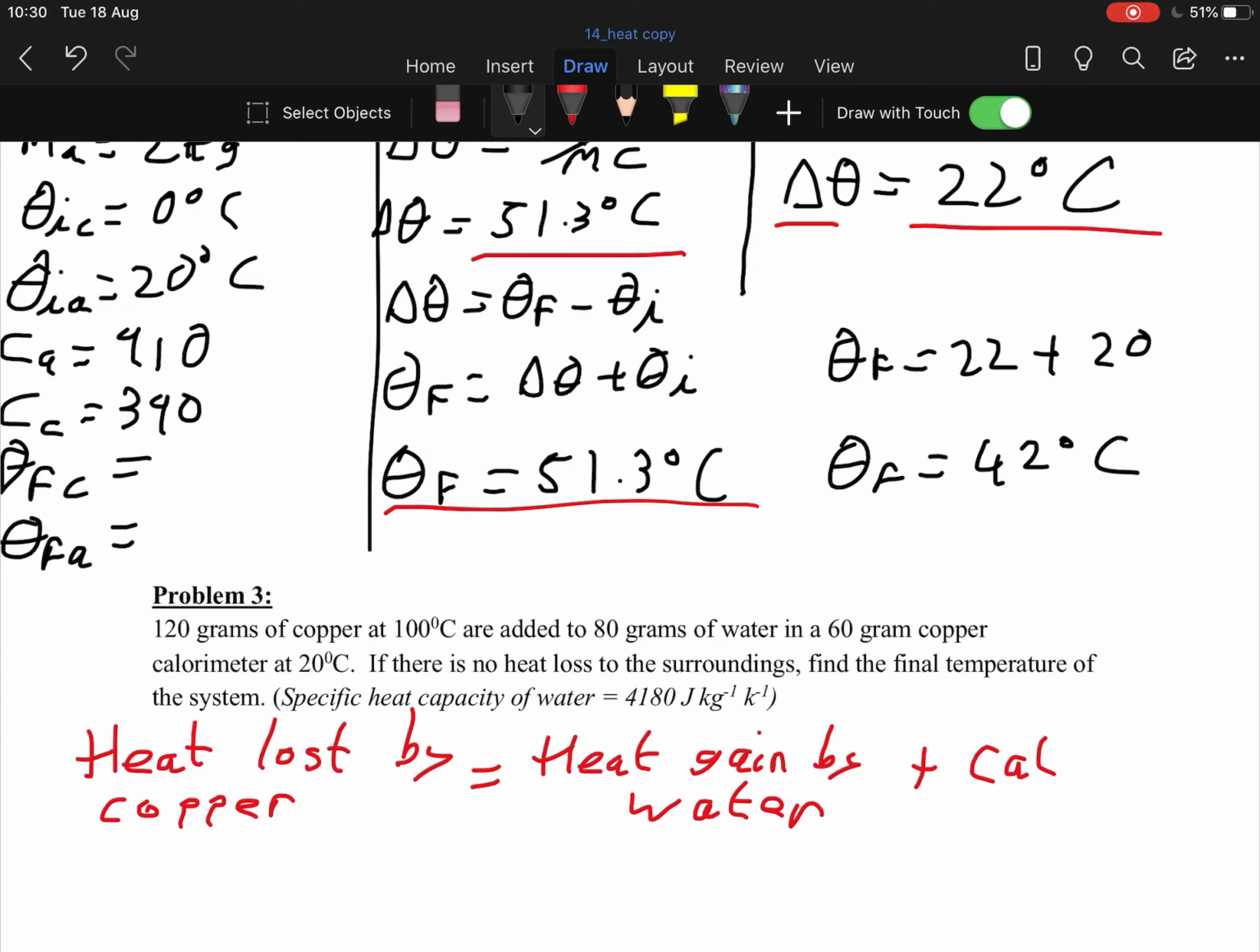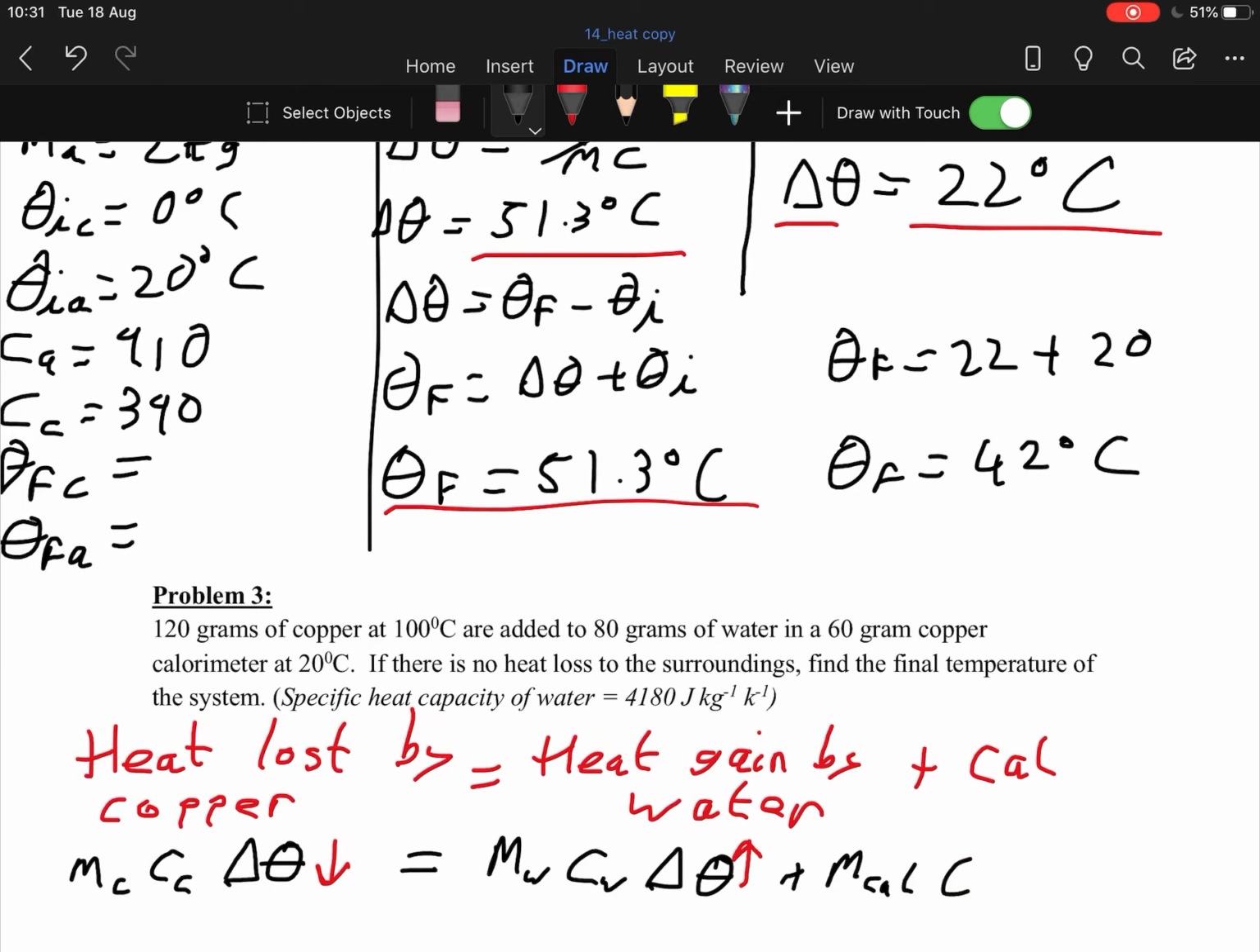So let's start with the copper. What do we have? Mass of the copper, specific heat capacity of the copper, change in temperature. Now, tell me, heat lost, is the temperature going up or down? Down. So it's losing heat. Mass of the water, heat capacity of water. What's happening to the water? Temperature, it's going up. Plus mass of the calorimeter, heat capacity of the calorimeter. And of course, the temperature of the calorimeter is going up. So there we have it. Our equation is now set.